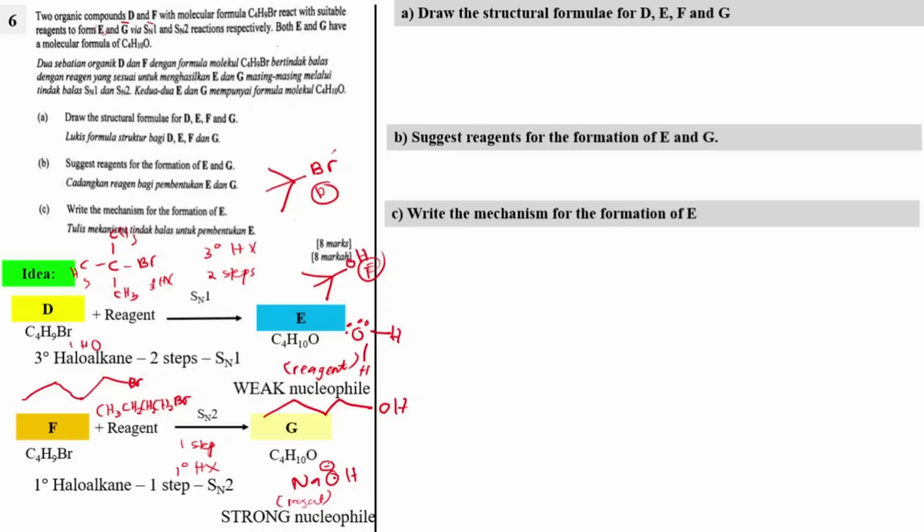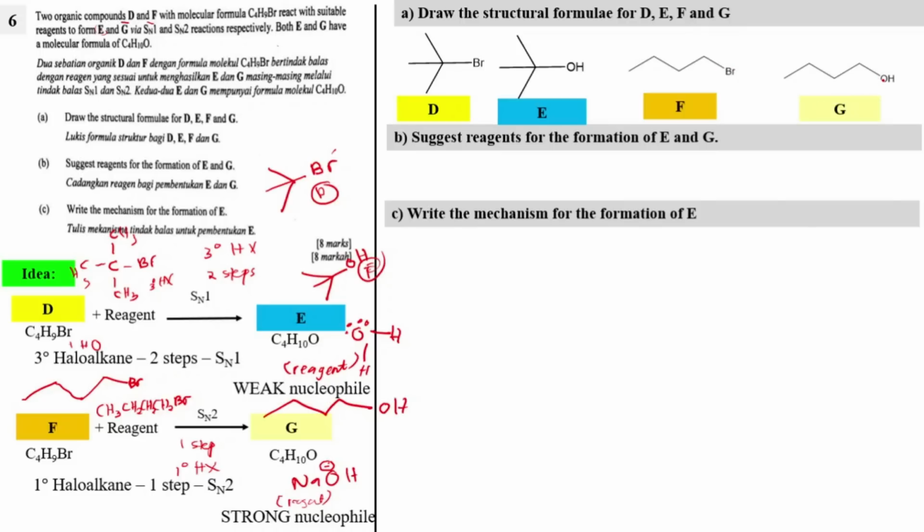Let us write it down nicely. For the structural formula of D, we know that it's going to be a tertiary haloalkane, so it's going to be something like this. For E, it's going to become a tertiary alcohol because Br is replaced with OH. For F, it's going to be a primary haloalkane, which has 1, 2, 3, 4 carbons, and then Br here. And for G, Br is replaced with OH.